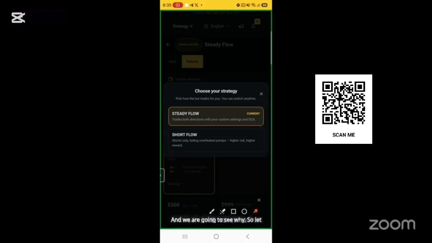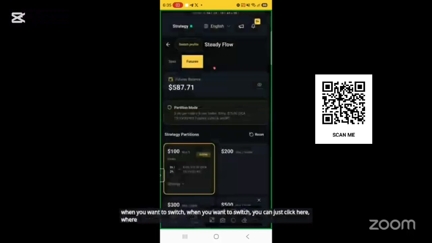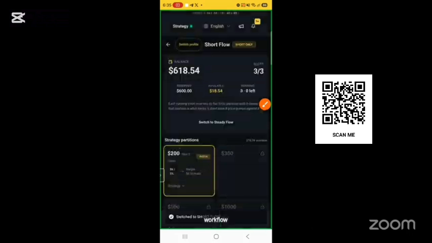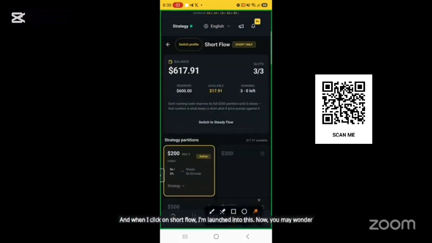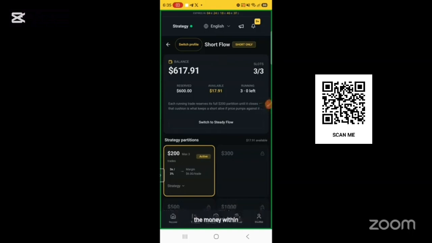By the way, when you want to switch, you can just click here where it says switch profile. When you click on that button, you can switch from Steady Flow to Short Flow. I'm going to click on Short Flow now, and I'm launched into this. Now, you may wonder, why was Steady Flow showing me $500, yet now Short Flow is showing me over $600? Because it counts everything, all the money within open trades and the free money. The total is now $600.